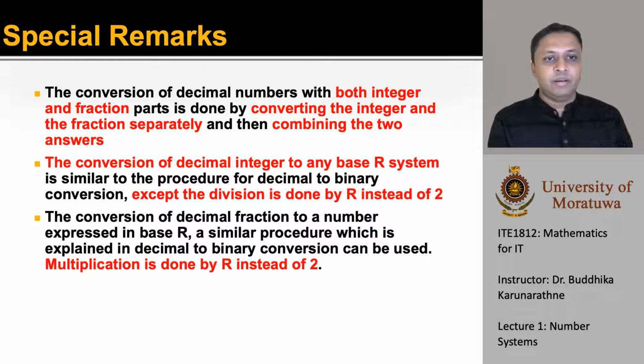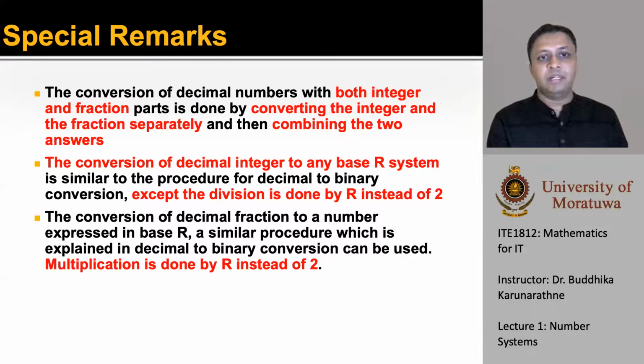So the next remark is the conversion of a decimal integer to any base R system is similar to the procedure of decimal to binary conversion. We already looked at some examples of converting from decimal to binary, but you can do it for any number system or any base. So how will the procedure be different? The division is done by R instead of 2. So for base 2, the division is done by 2, but for base R, you should replace the corresponding value.